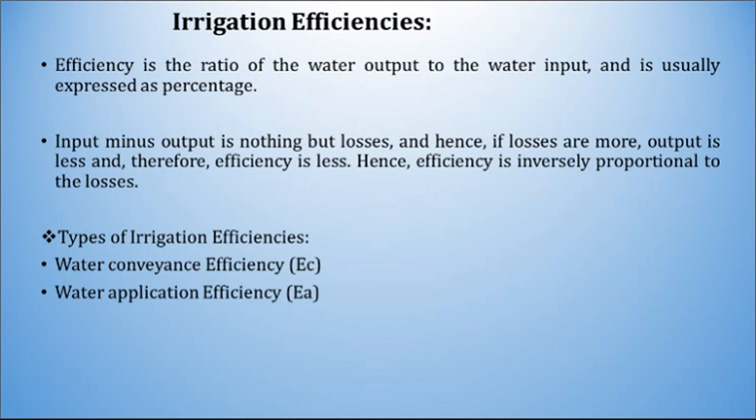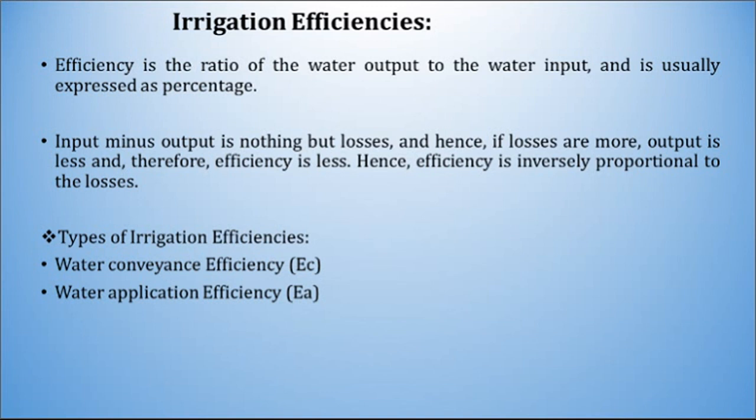Now, irrigation efficiencies. There are two kinds of irrigation efficiencies. What is efficiency? Let us know. Efficiency is the ratio of the water output to the water input and is usually expressed as percentage. Input minus output is nothing but losses, and hence if losses are more, output is less, and therefore efficiency is also less. Hence efficiency is inversely proportional to the losses.